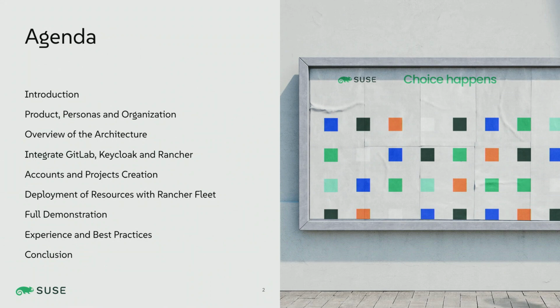Here is the plan for today's lab-based tutorial. First, I will introduce the context and the objective for this tutorial. Next, I will cover the key concepts, the roles involved, and how the lab environment is organized. Afterwards, I will take a look at the architecture that supports the setup, followed by a deep dive into integrating GitLab, Keycloak, and Rancher. And then I will walk through creating accounts and projects, and show how to deploy the resources using Rancher Fleet. From there, I will provide a full demonstration, share some experiences and best practices, and wrap up with a concluding summary. So, are you ready?